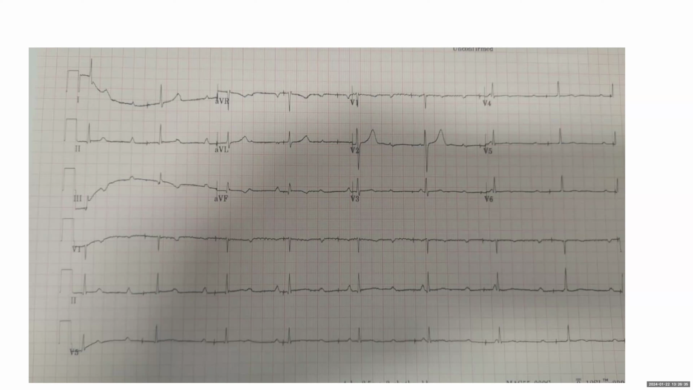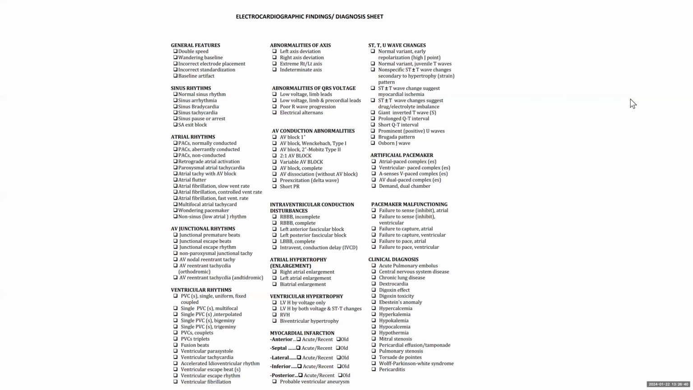So we said complete heart block, failure to sense, failure to capture. Is there anything else we can code? Excellent. Junctional escape. What else? Whenever you make a diagnosis of complete heart block, if you're running out of codes, you can use the AV block and then comment on the escape. So always remember it.